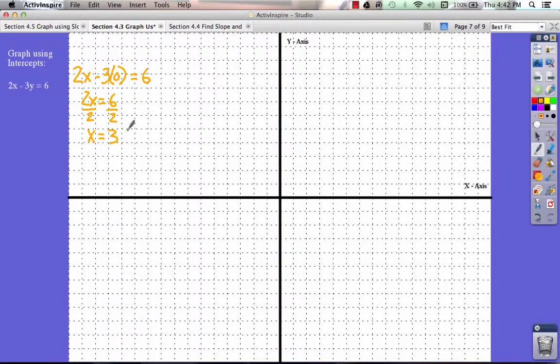Now we have to write the coordinate real quick. When x equals 3, our coordinate is (3, 0), because we plugged 0 in for y. That means the y part of this coordinate is 0. So our x-intercept is (3, 0). Step 2, graph (3, 0). 1, 2, 3. Make a nice pretty dot.